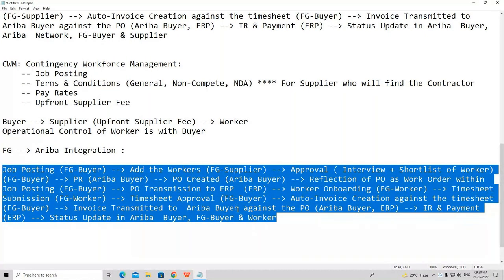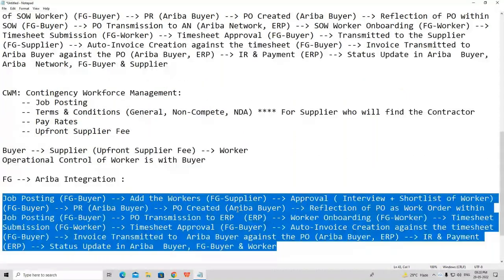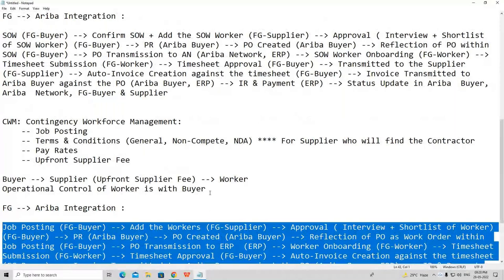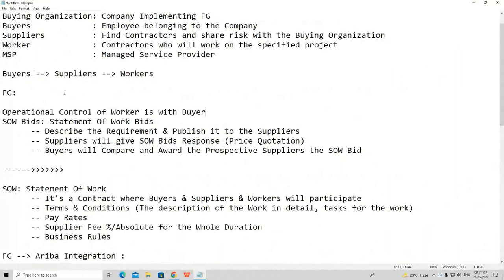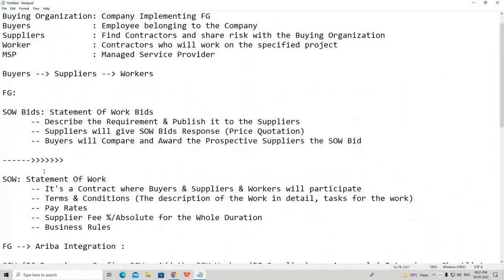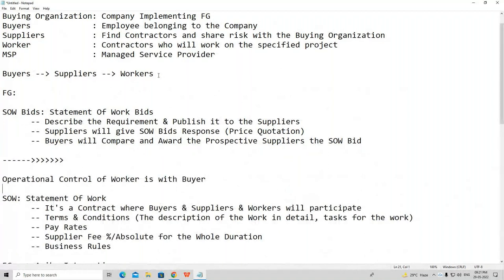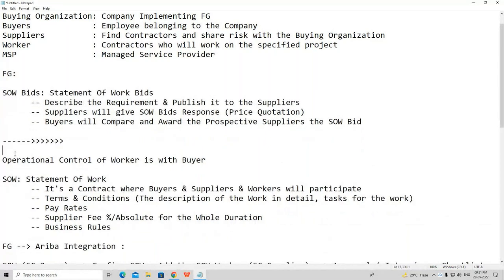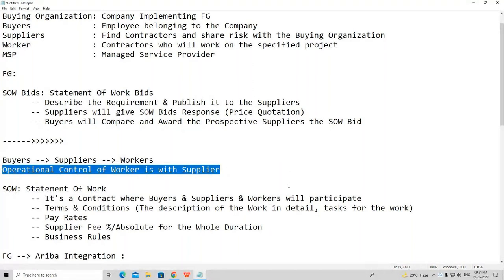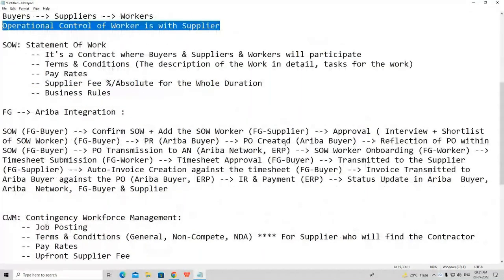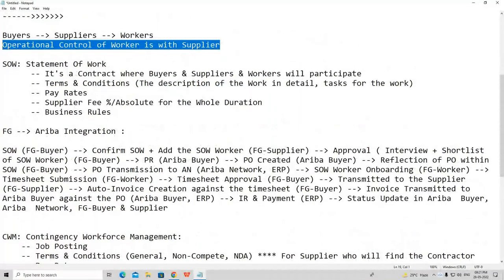Okay. Now, let me clear this over here. Okay, operational control of the worker is with the supplier. So that is what you have to keep in your mind.